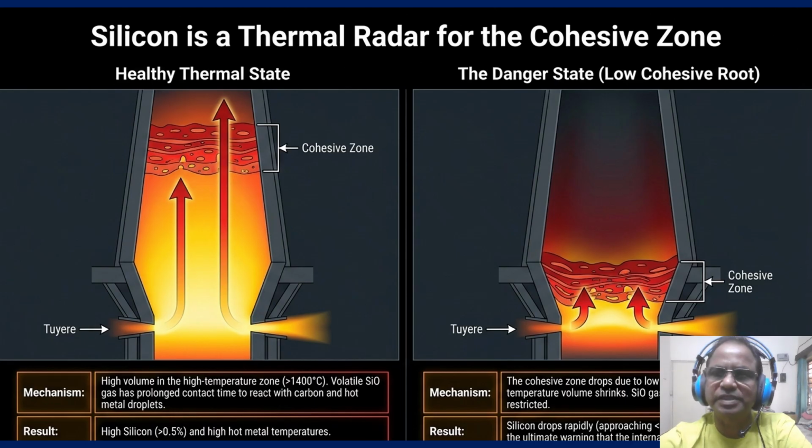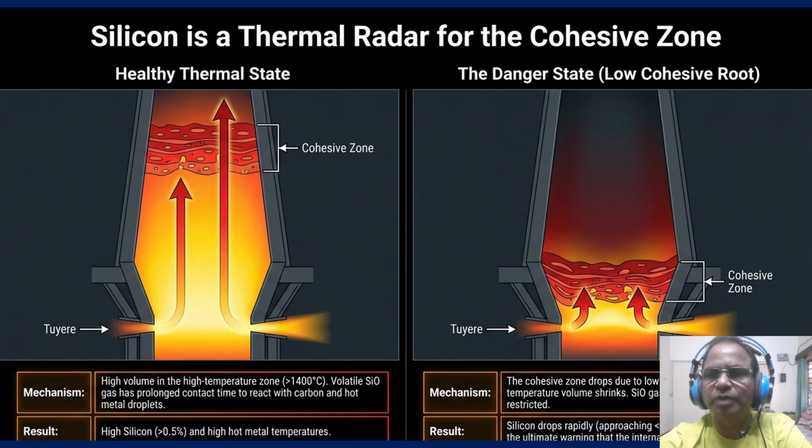This is a dangerous state. The cohesive zone has dropped and the high temperature volume has shrunk. The so what factor is critical. When the thermal state drops, SiO gas contact time is severely restricted. Silicon drops rapidly, often approaching less than 0.3%. This chemical shift is the ultimate early warning that your internal architecture is collapsing.